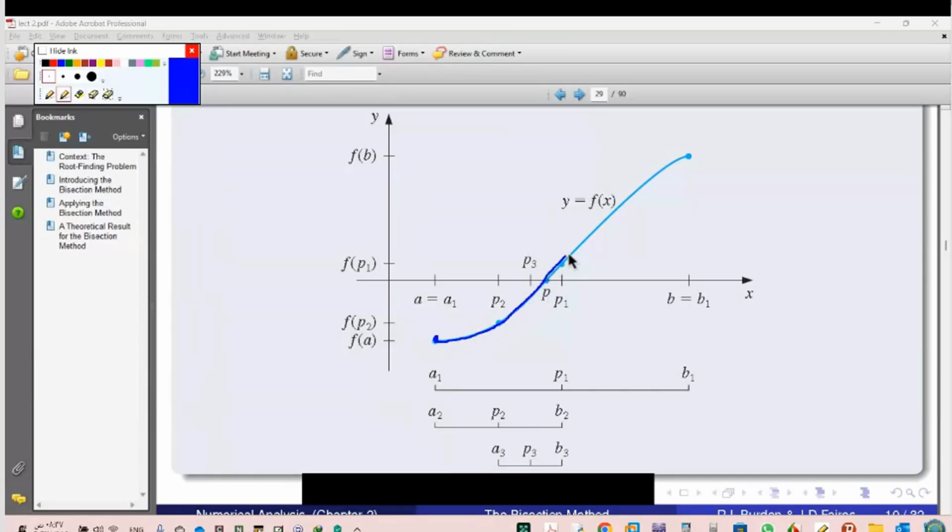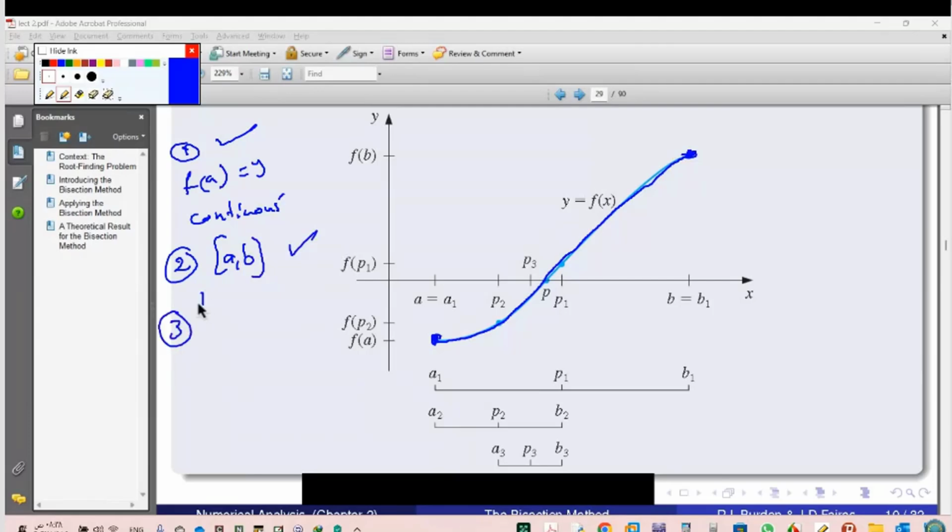It's continuous, so the first condition is okay. Second thing, closed A, closed B, also correct. Third one, if A multiply if B is less than 0. Yes, this is if A negative, if B positive, less than 0. Yes, so it's correct. So here I can apply the bisection method.